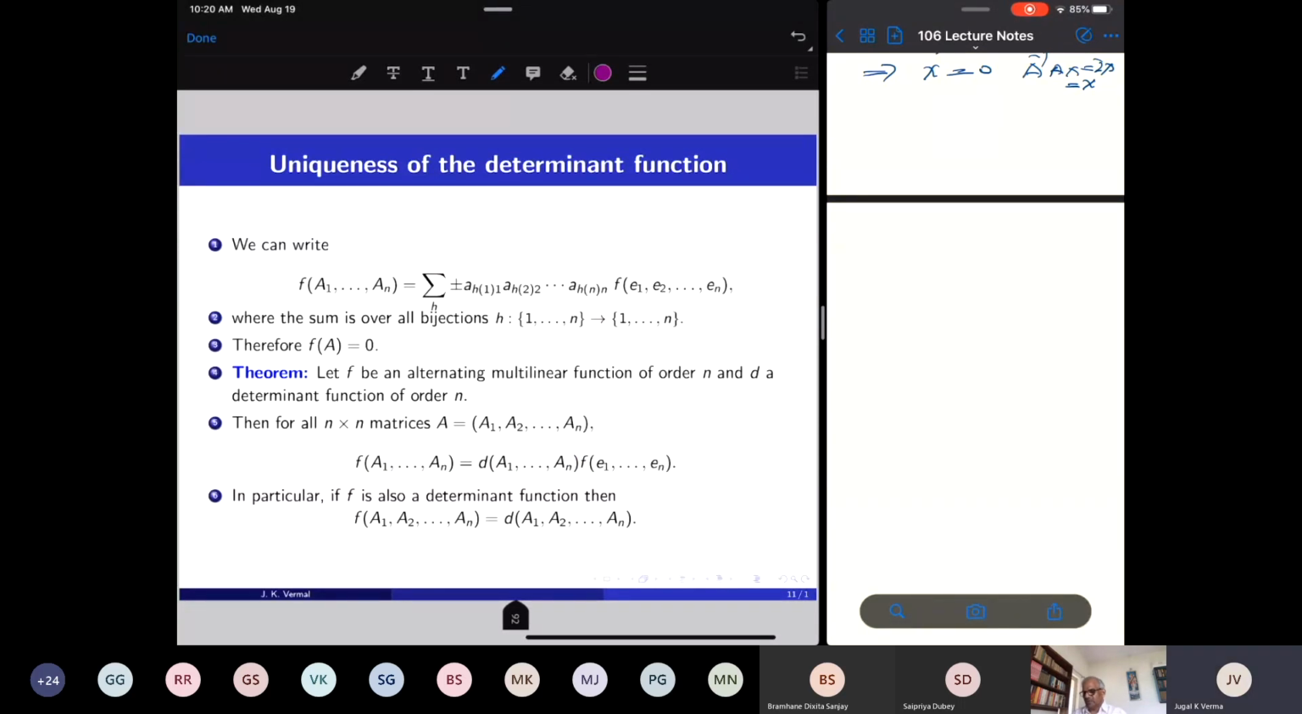So this is the uniqueness theorem, that we show that any two alternating multilinear functions are scalar multiples of each other, and that scalar is the value of the function on the identity matrix. So if both the functions are determinant functions, then it forces the functions to be the same, and therefore uniqueness will follow. The determinant function is a unique function.